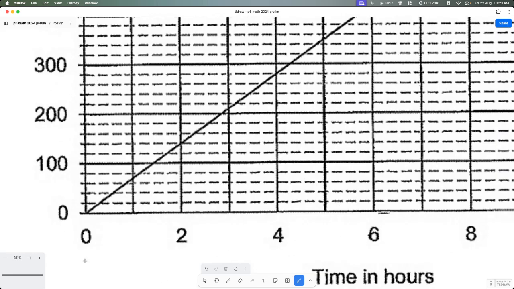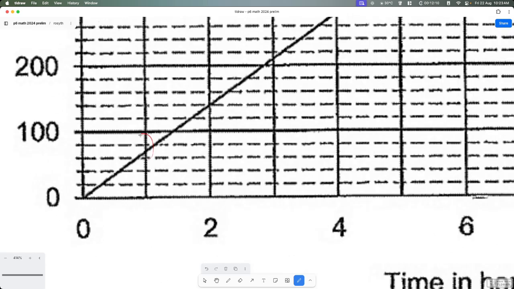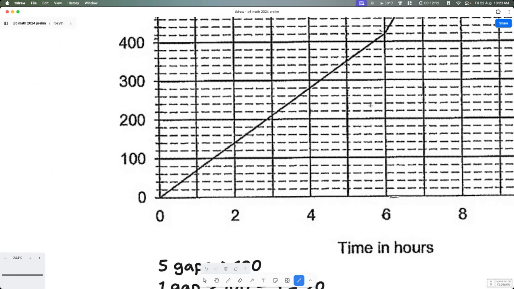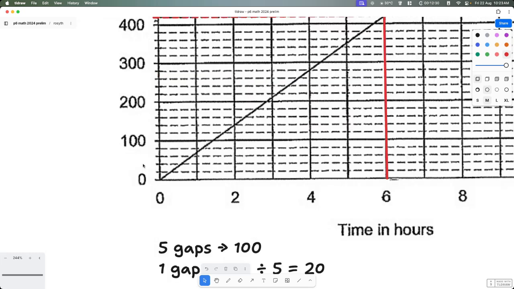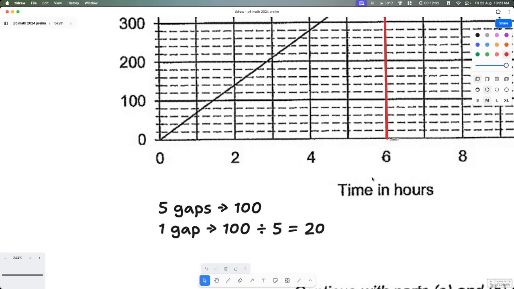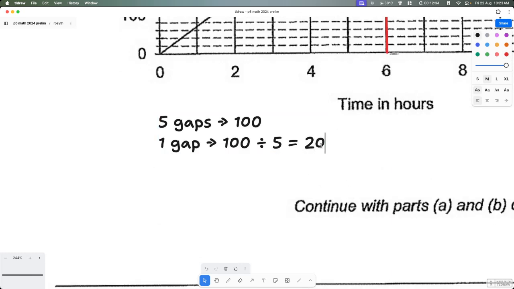So if you were to just get the 6 hours then? All right, so let's get the 6 hours. Let's put in red. So 6 hours over here, and then let's draw another line, right? Okay, and this time this is 400 in this case. So this means this is 420. So 6 hours is equal to 420.